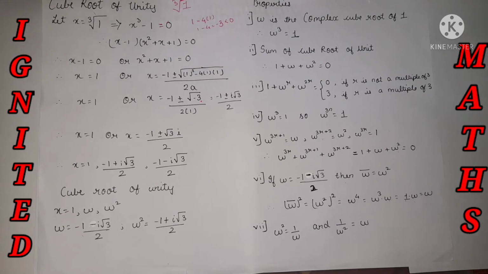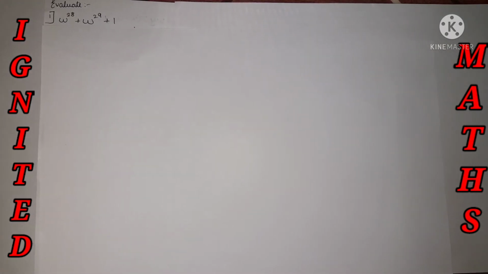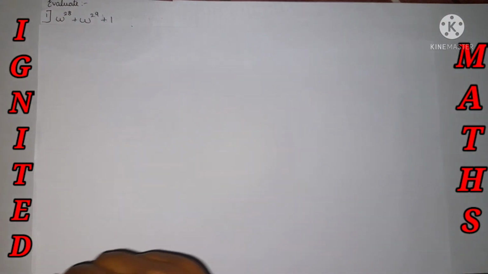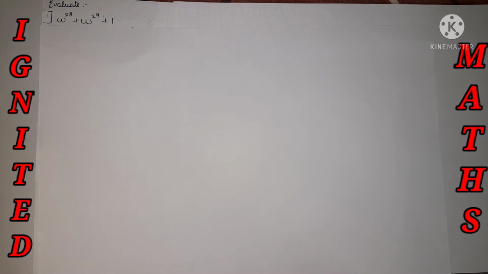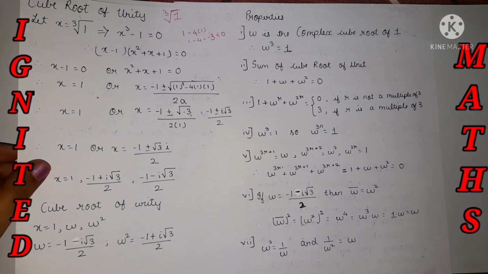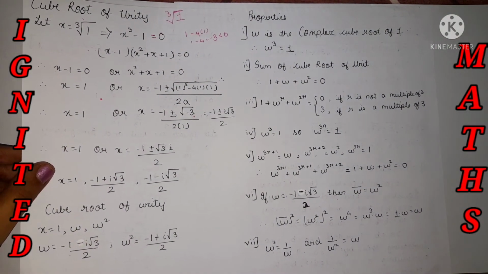I'll go through more examples in which the concept will be even more clear. Start with the examples. Over here the first example, omega raised to 28 plus omega raised to 29 plus 1. We can use the properties and formulas and solve the sum. As we have mentioned, my property number 1 and my second are my pillars. So we can use these properties and find it.